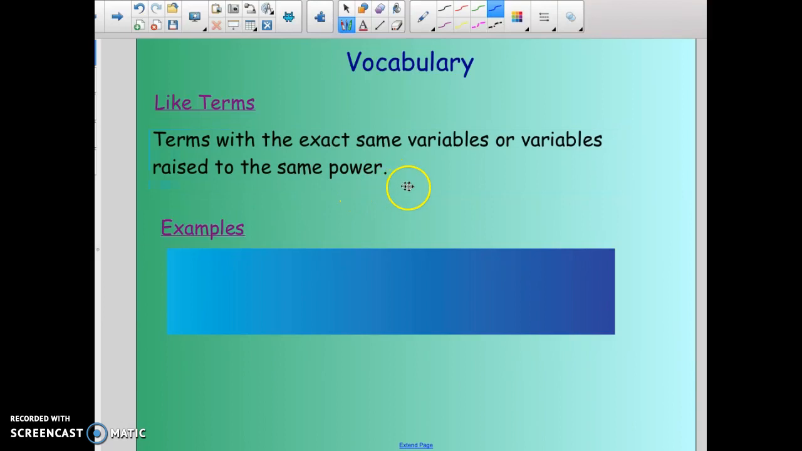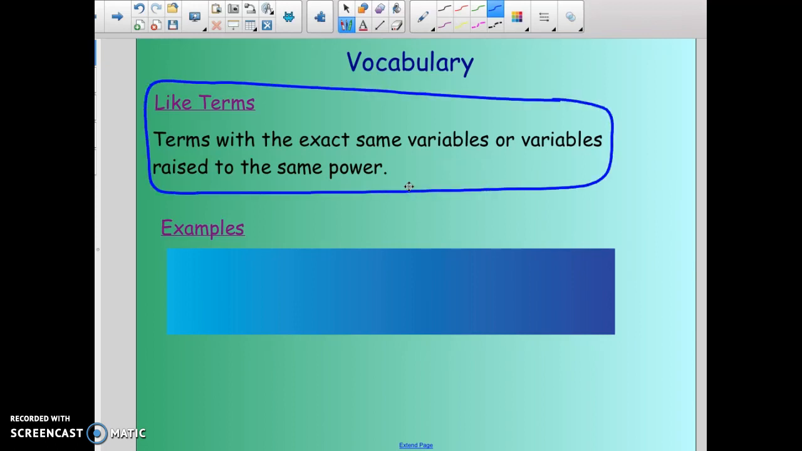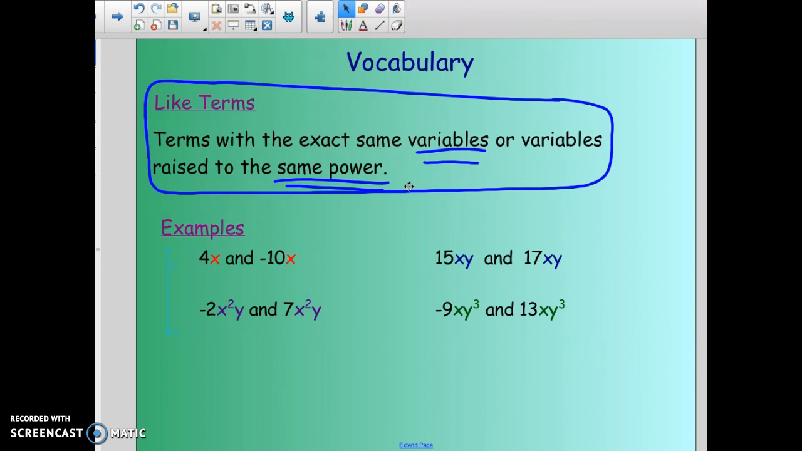Like terms are terms with the exact same variables or variables raised to the same power. You need to make sure you write that down. So if you need to pause it, write this down. Terms with the exact same variables or variables with the same power. They have to have the same variable and exponent. So, for example, 4x and -10x are like terms because they both have the same variable to the same power.